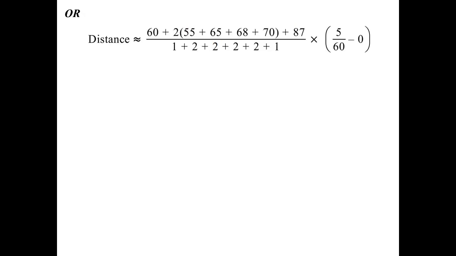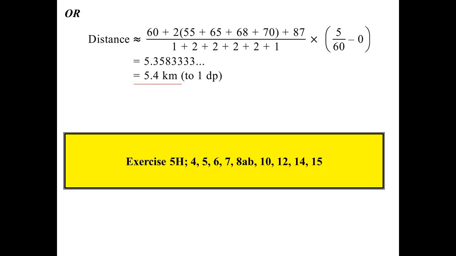There's the alternative working out. If I'd done it the other way, that's what it would have looked like. So on the bottom of the fraction, we get the 1 plus 2 plus 2 plus 2 plus 2 plus 1, then times the width of the trapezium, or the height of the trapezium, 5/60ths minus 0, and again, amazingly, 5.4 kilometres. Okay, that's our trapezoidal rule.